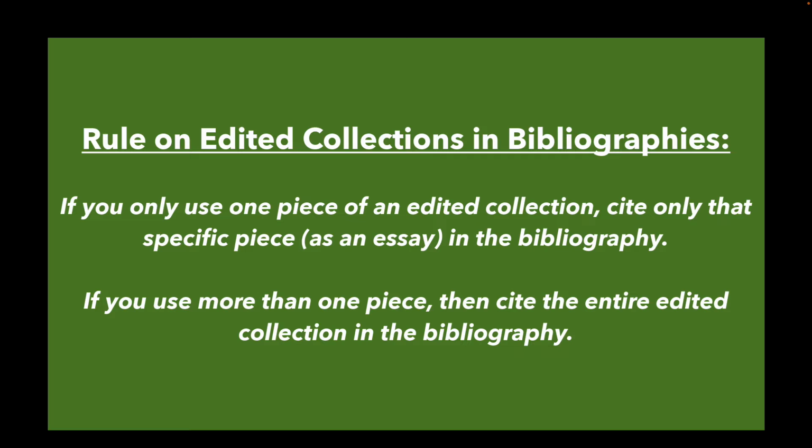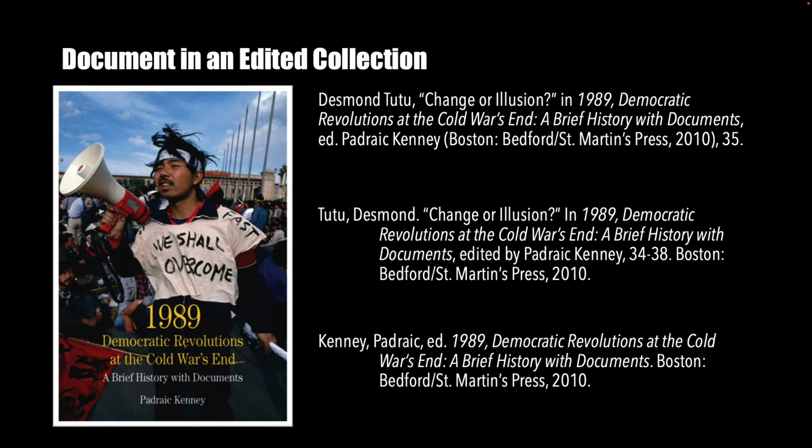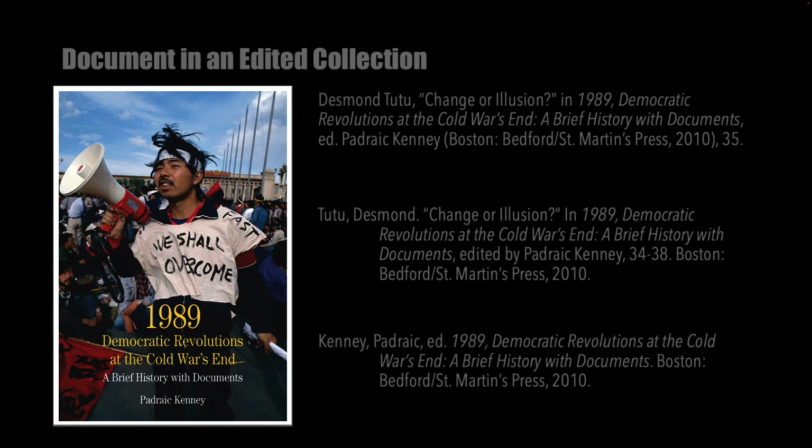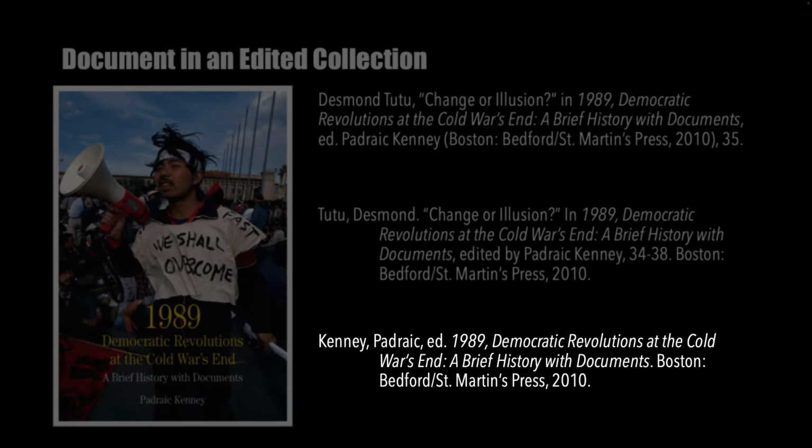But if you're using multiple documents from an edited collection, just cite the whole edited collection as a book in your bibliography, and don't cite each individual piece. So if, for example, we were using multiple documents from this edited collection on 1989, we would just put in our bibliography this citation here, which is just a citation of an edited book. Okay, nice. So we now know how to cite books, and we know how to cite pieces of published primary sources, pieces of edited collections.